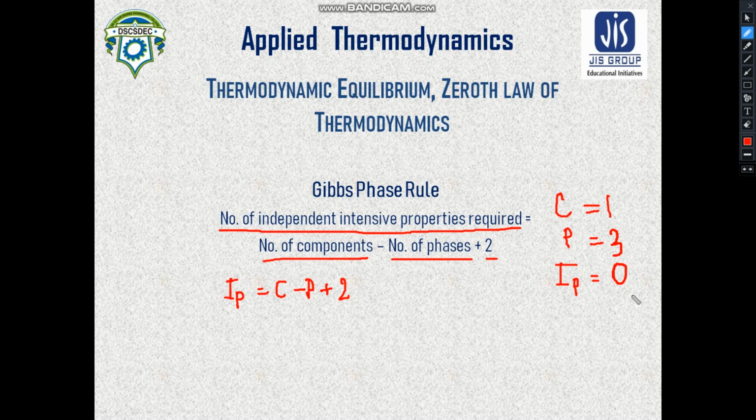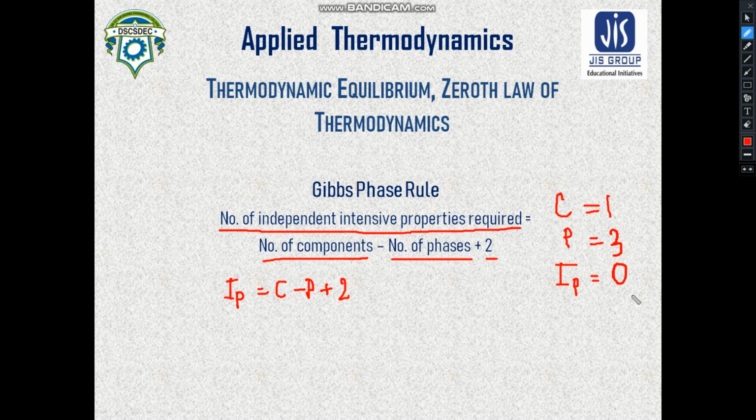This is the triple point where you don't require any other specific state to calculate all the other properties. That means there is no requirement of properties here because it is already predefined.